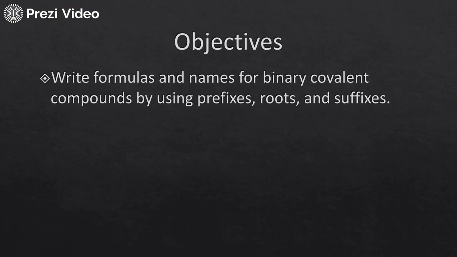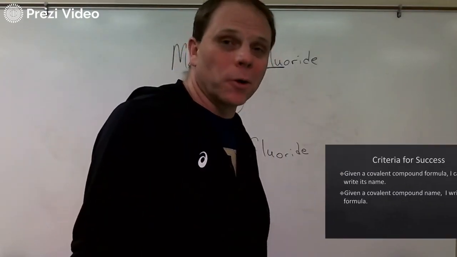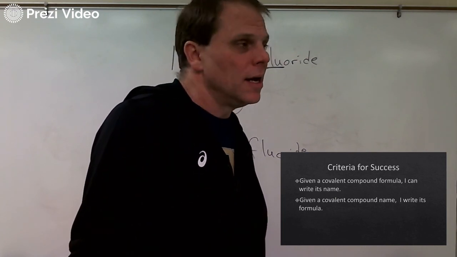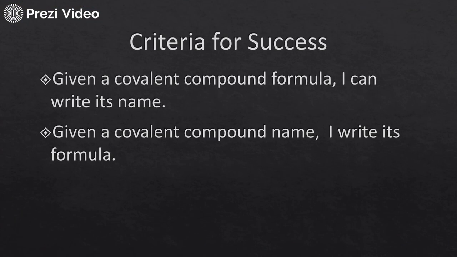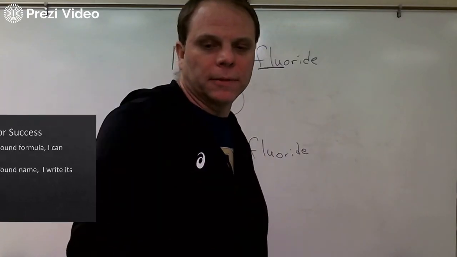All right, there's our objectives. Write formulas and names for binary covalent compounds by using prefixes, roots, and suffixes. So notice that the big difference here is that we are now dealing with covalent compounds instead of ionic compounds. But it's actually even easier than ionic compounds in a lot of ways. So given a covalent compound, you'll write its name if you have the formula, and given its name, you're going to be able to write its formula, right?